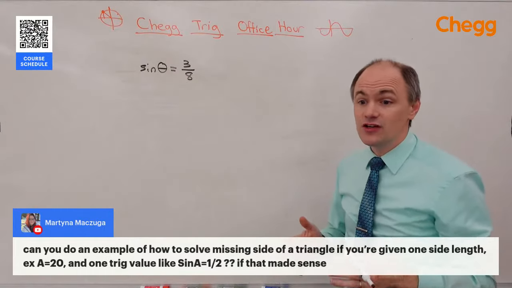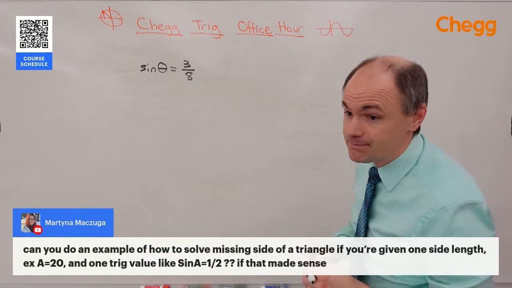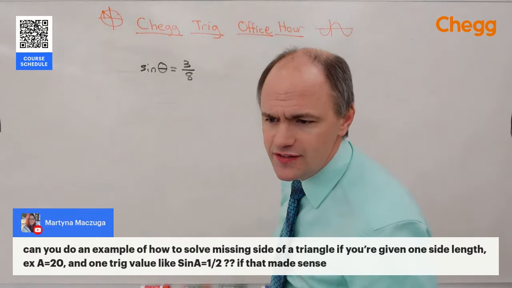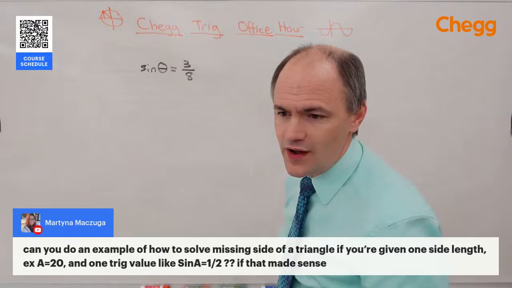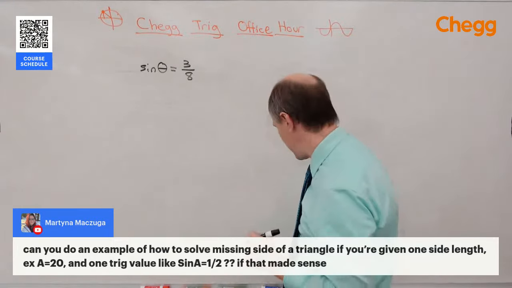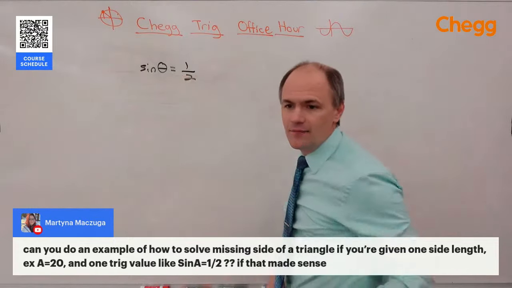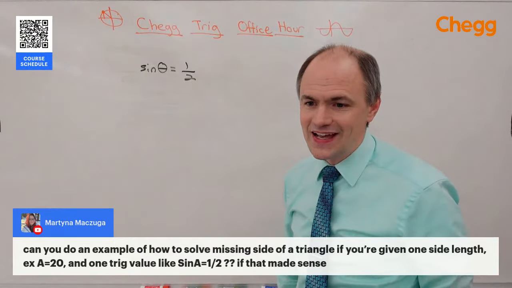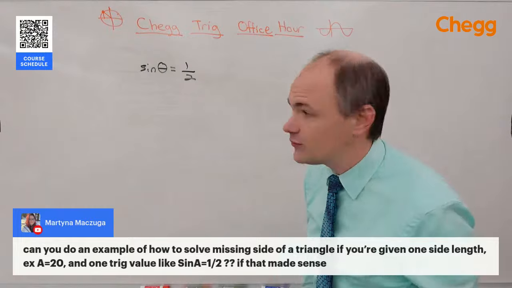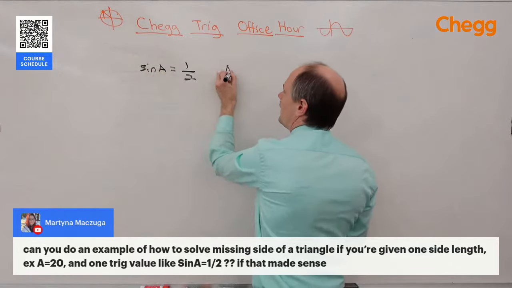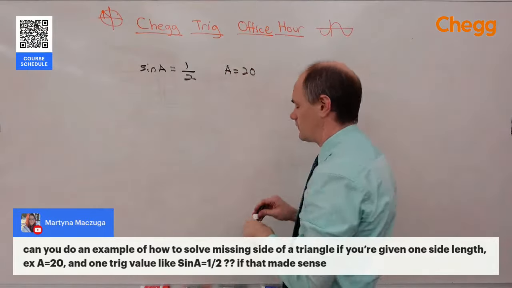And I'll even tell you that... let me see. Should I use the example that you give? Yeah, the sine of theta is 1/2. You said 1/2. Okay, we'll do the 1/2 that you said. And you're given one side length. For the example, a is equal to 20. So you're talking about the sine of A is 1/2, and a is equal to 20.